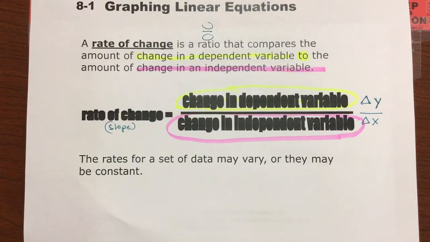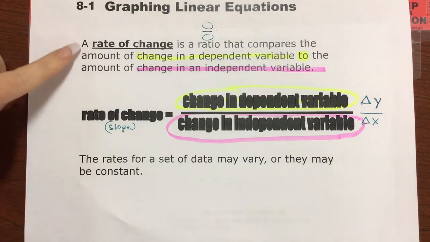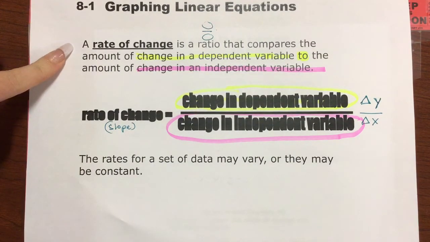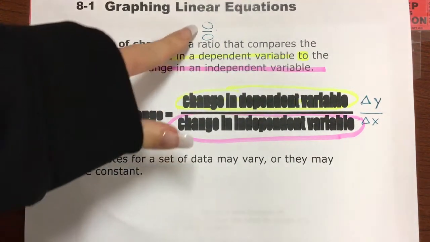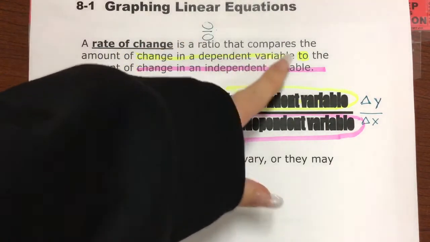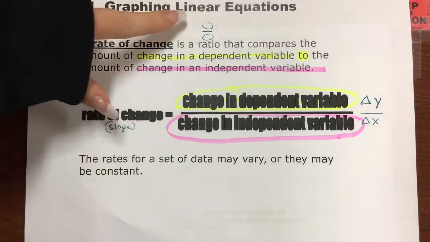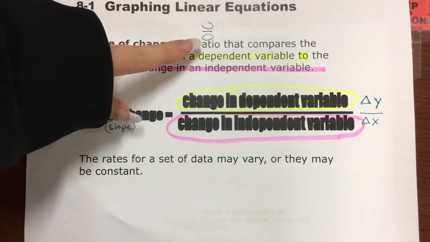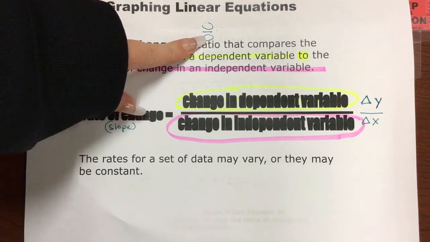All right, just a review from one of the earlier videos. We are going to be talking about rate of change. Rate of change, remember, is a ratio. Ratio means we're dealing with a type of fraction that compares two things. The first thing is what goes on the top part of the fraction. The second thing is what goes on the bottom part of the fraction.